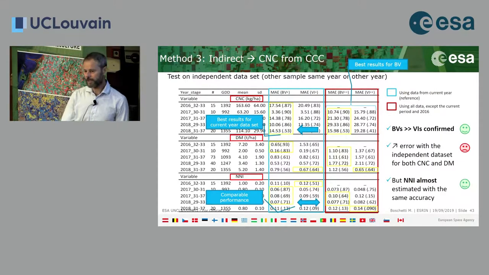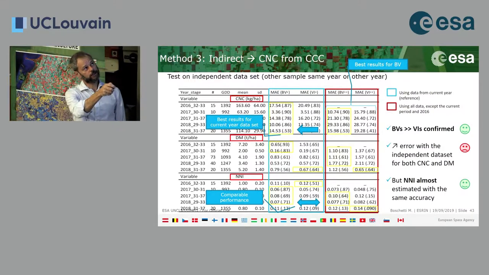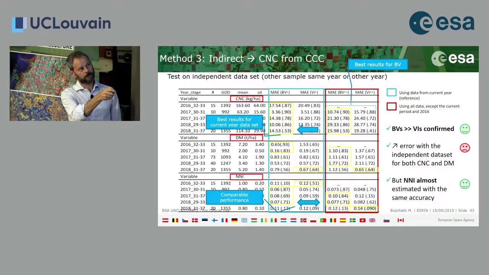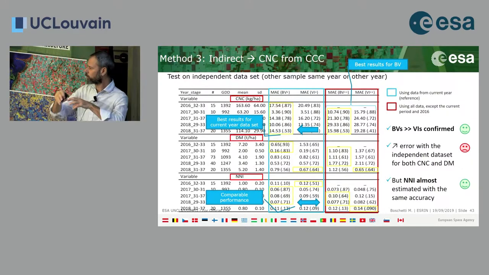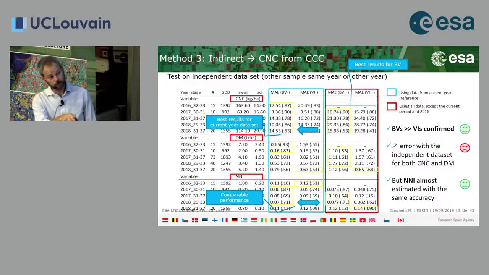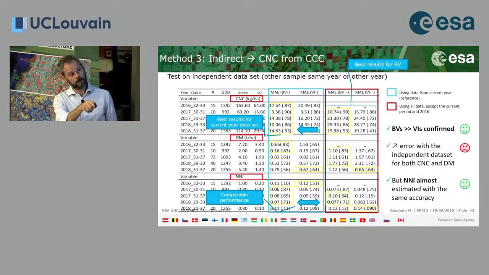But the good news is that the information I gave you is for the canopy nitrogen content, the nitrogen in the canopy, the dry matter, so all those comments I was making before. But when we pass to the nitrogen nutrition index, which is what we wanted to do, we see that there was not much difference between calibration on one season and calibration on several seasons. So this is really good news, because it means that we can use biophysical variables. In case we don't have them, we can use a vegetation index.